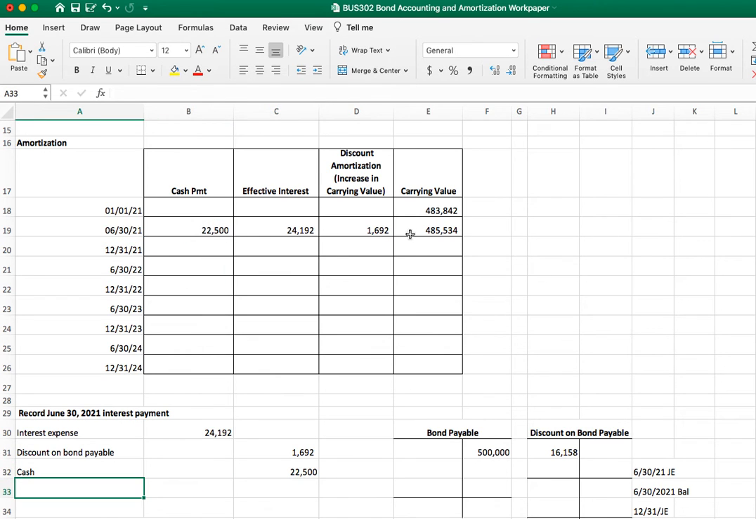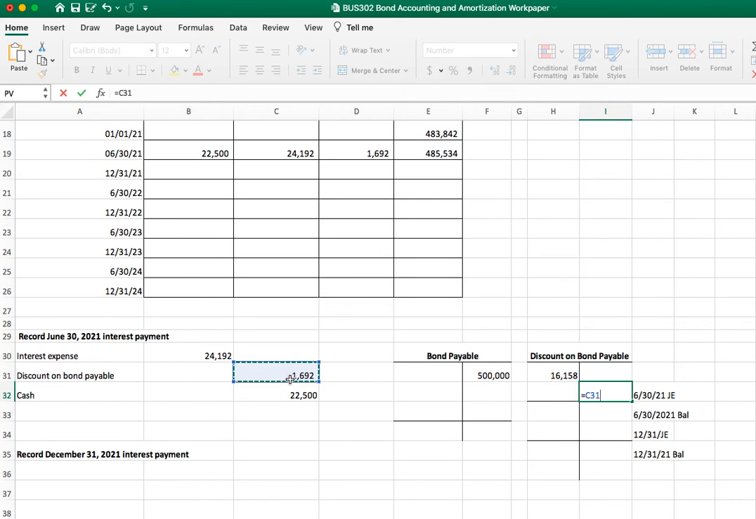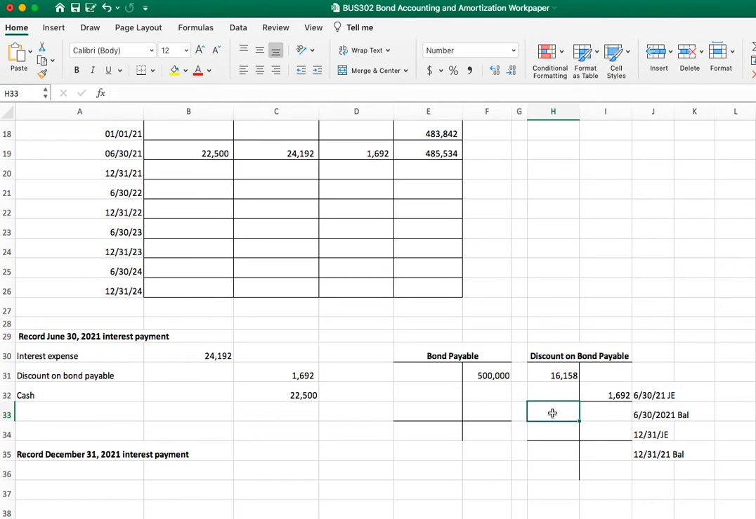So this amortization table is going to give us all the amounts we need for every interest payment during the life of the bond. The discount changes, it will be decreasing, but we never change the face value of the bond. So we have $1,692 decreasing the discount on the bond. The new discount balance is now $14,466.